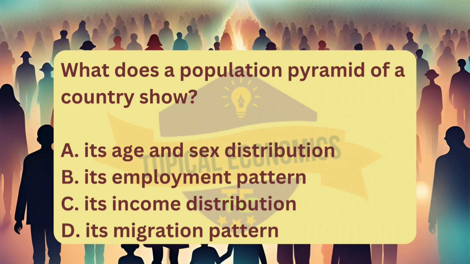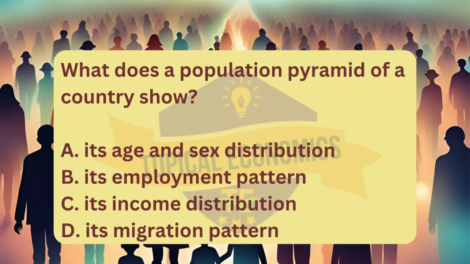Next, option C, its income distribution. A population pyramid does not show the income distribution of a country. While it shows the age and sex distribution, income distribution would require different data, such as income brackets or distribution curves that illustrate how wealth is spread across the population.